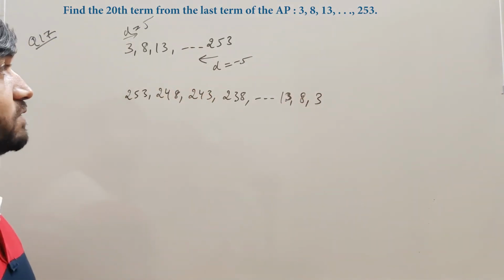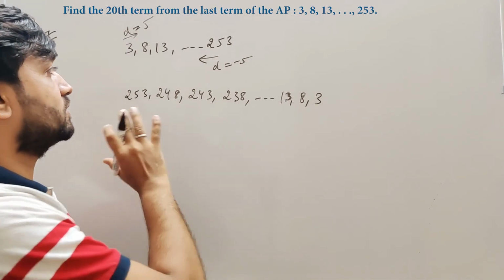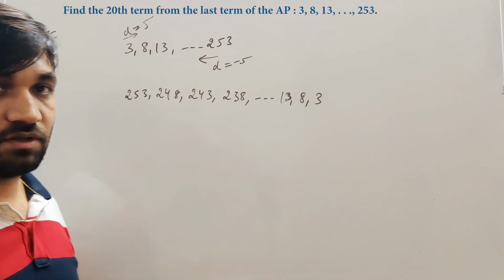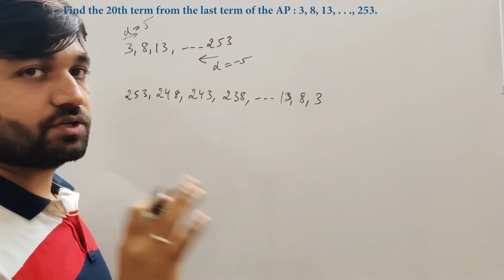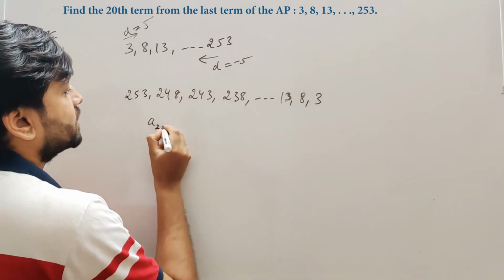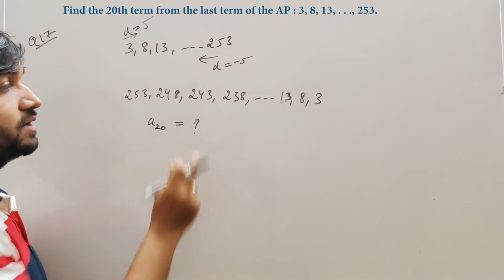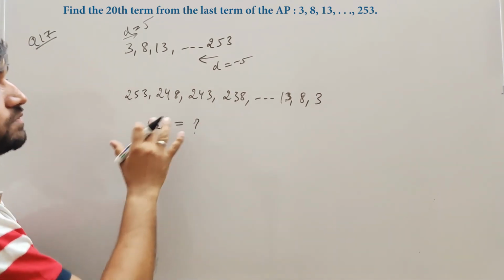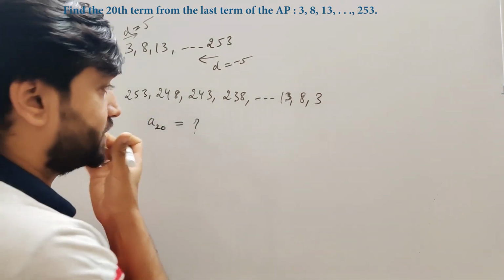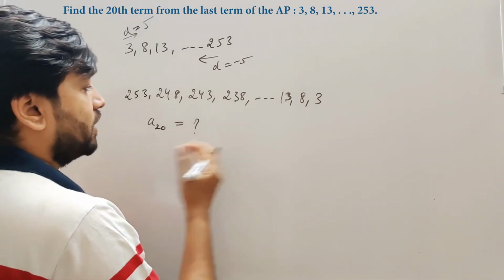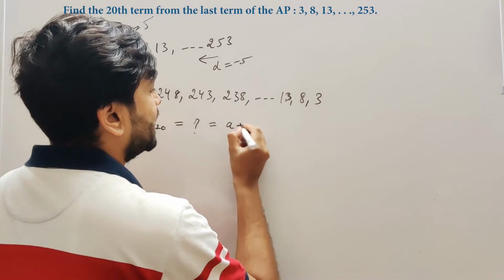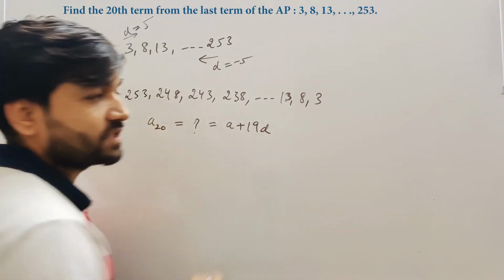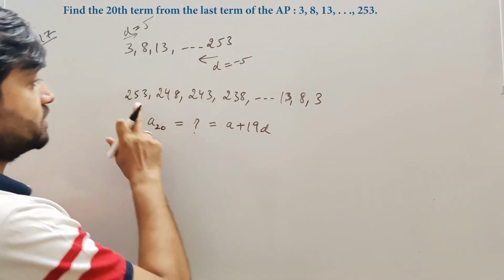Okay, so what we have done, we have written the AP in the reverse direction. Now, in this reverse direction, they are asking to find the 20th term. So we need to find A20 for this AP now, the one which is in the reverse direction. A20, of course, if you use the formula A plus n minus 1 into D, you get A plus 20 minus 1, which is 19D. A and D values, you can see here.